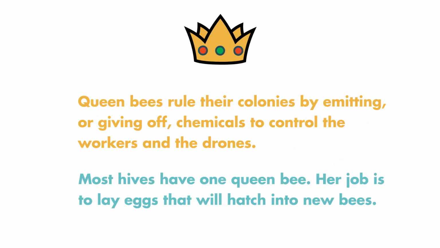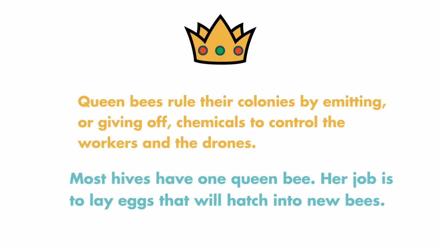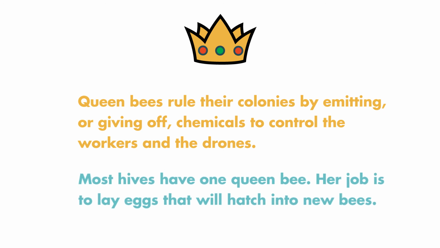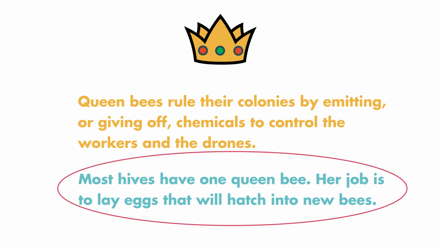Look at these two paragraphs. They make sense, but they are not in the right order. The second paragraph introduces the idea of queen bees. That paragraph should be first. Circle the paragraph and draw an arrow to show where to move it.